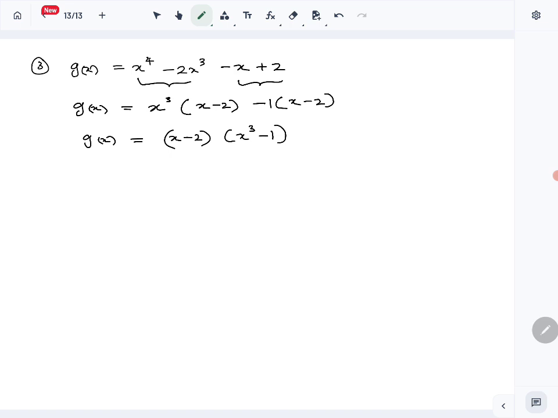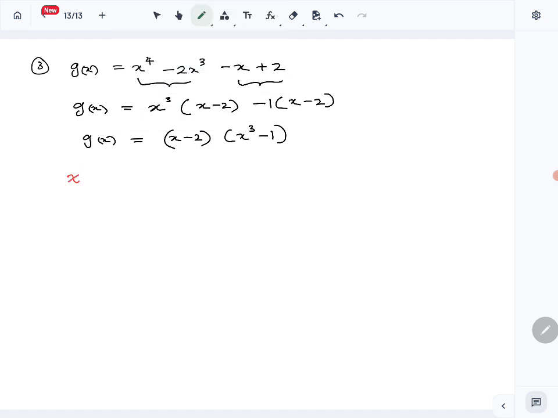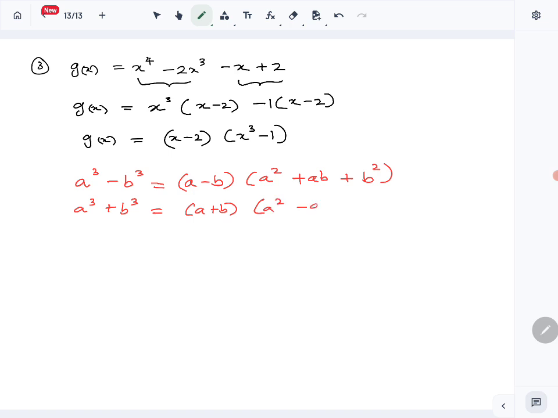Right, so this one we have to use one of the expansions that we need to memorize. This is an important expansion you will have to memorize. a cube minus b cube is equal to a minus b times a squared plus ab plus b squared. Another important one that you should know is a cube plus b cube, which is a plus b times a squared minus ab plus b squared, right? So remember these two important expansions.